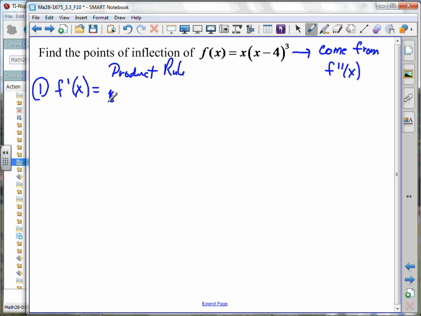So we've got the first factor times the derivative with respect to x of the second factor, plus the second factor times the derivative with respect to x of the first factor.